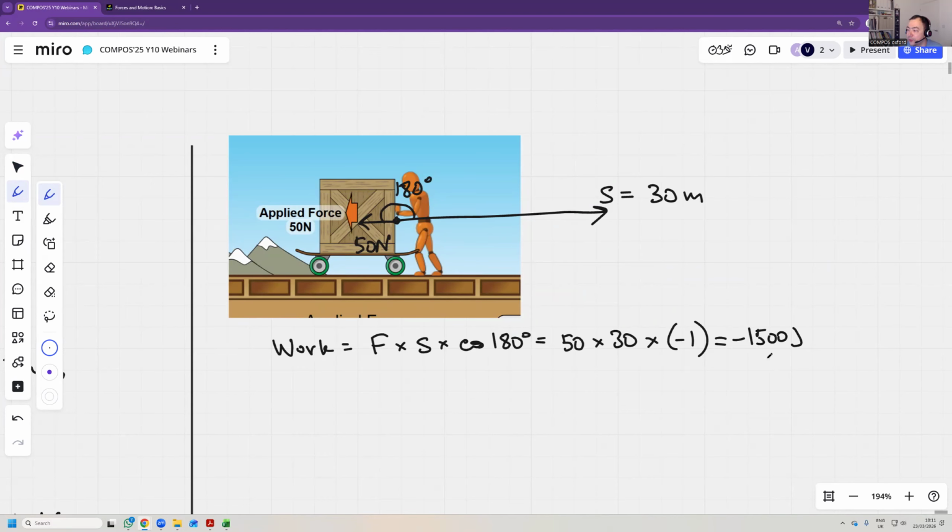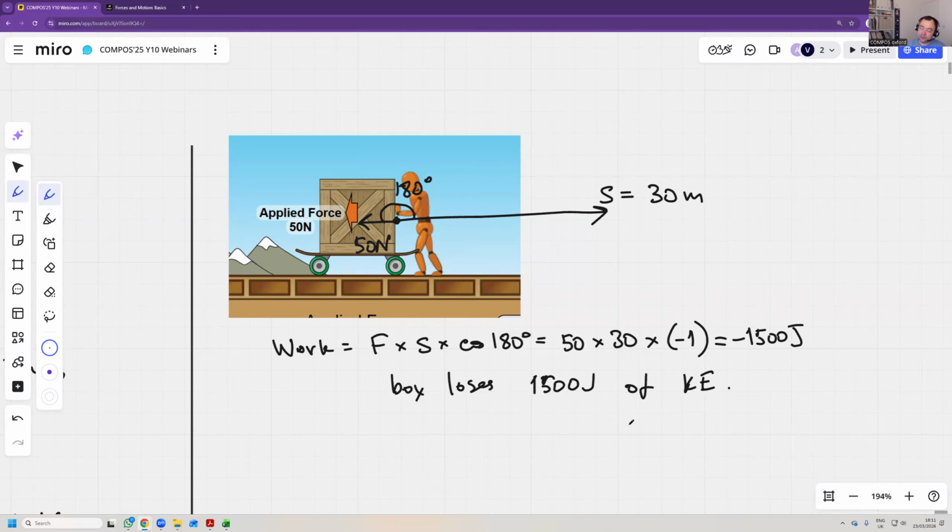Is work the same as transfer of energy? Work is a method of transfer of energy. Yes, mechanical. You've studied that in GCSE. Mechanical transfer, that's work. That's literally what it is. It's a transfer of energy. So work is minus 1,500 joules. That means the box loses 1,500 joules of kinetic energy. That's very important to link those two.